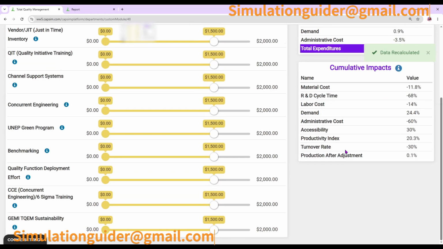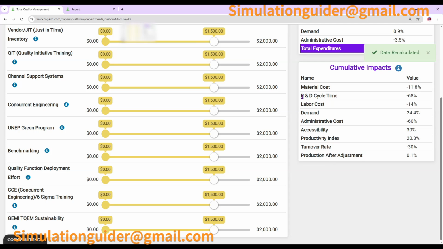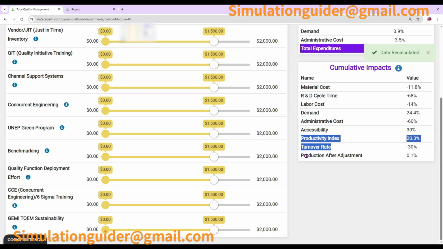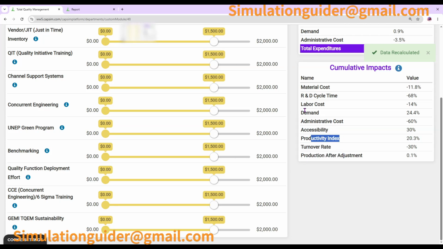So these are the cumulative impacts that the TQM has: material cost reduction, reduction of the R&D cycle time, labor cost reduction, it increases the demand, administrative cost reduction, accessibility, productivity index, all that. Also the production after adjustment, turnover rate, it increases productivity index, all that.